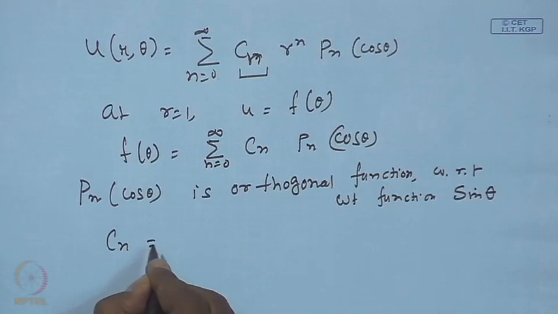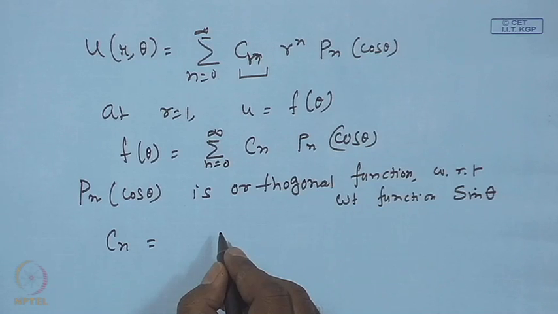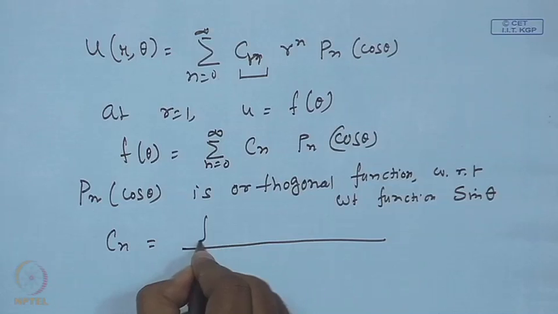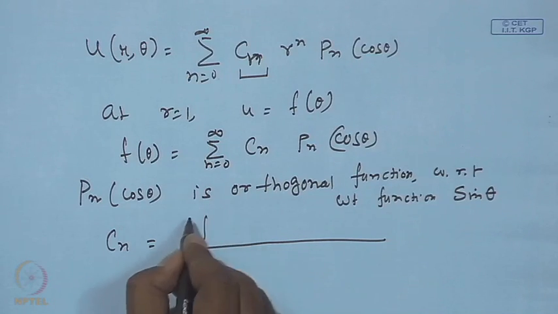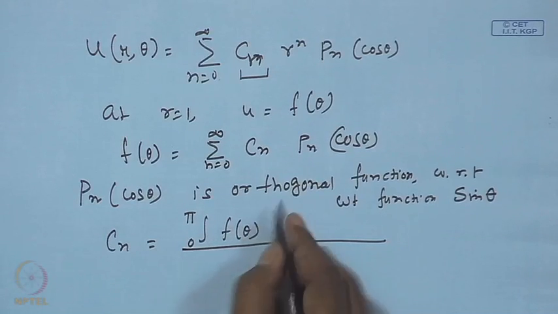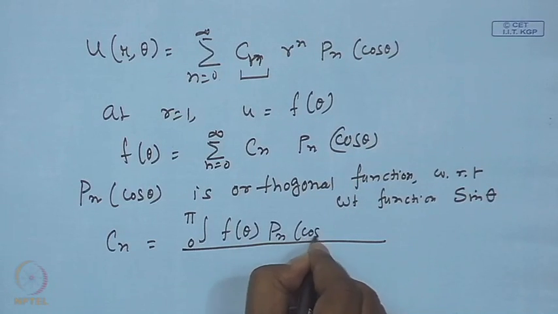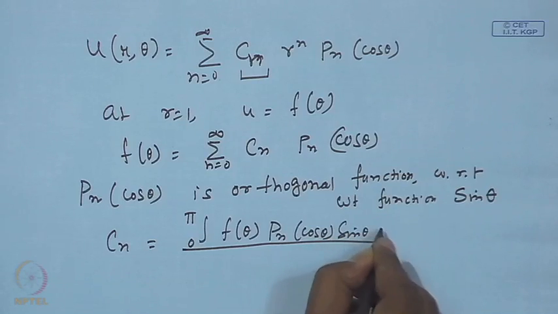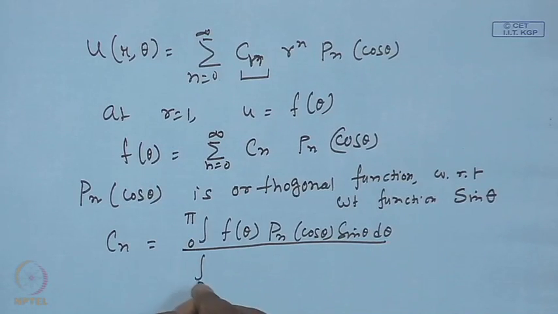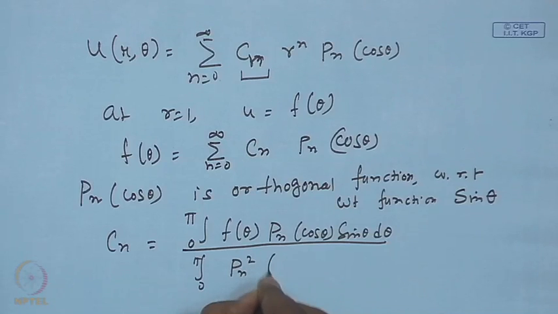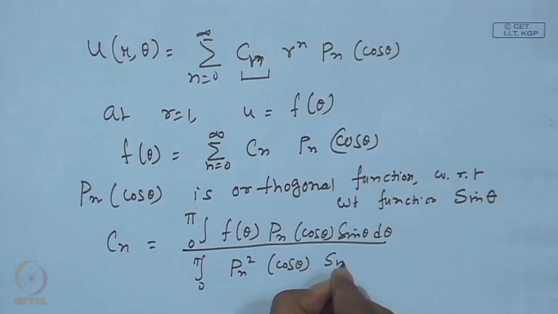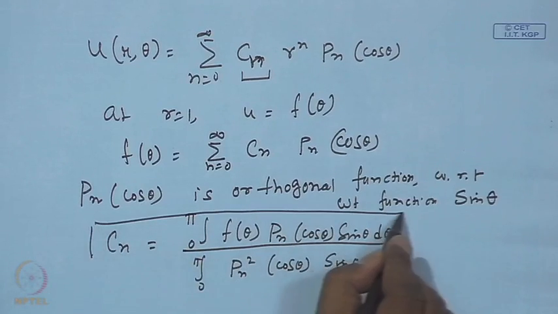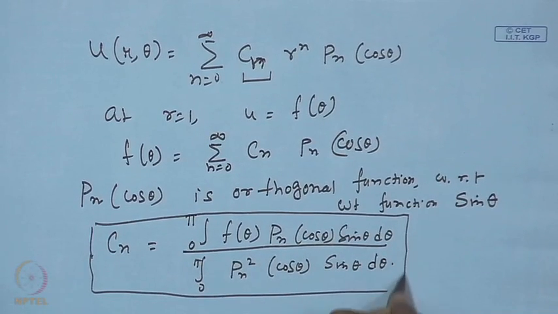We multiply both sides by P_m cosine theta d theta and integrate over theta, that is 0 to pi. So, all the terms will vanish except m is equal to n. It will be 0 to pi f of theta P_n cosine theta sin theta d theta, because it is the weight function. So, 0 to pi P_n square cosine theta sin theta d theta. So, that gives the estimation of the integration constant C_n.